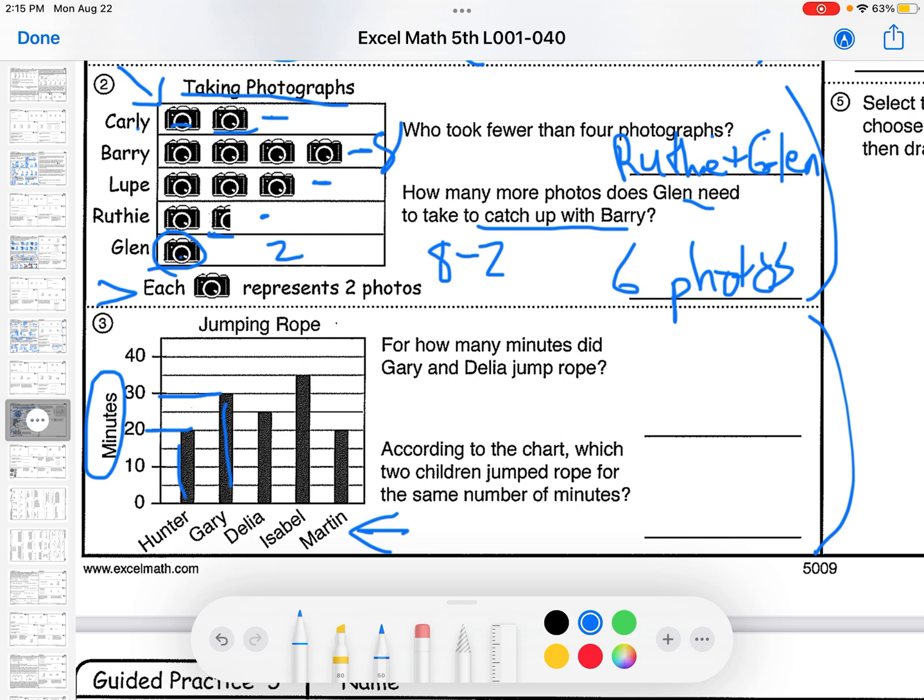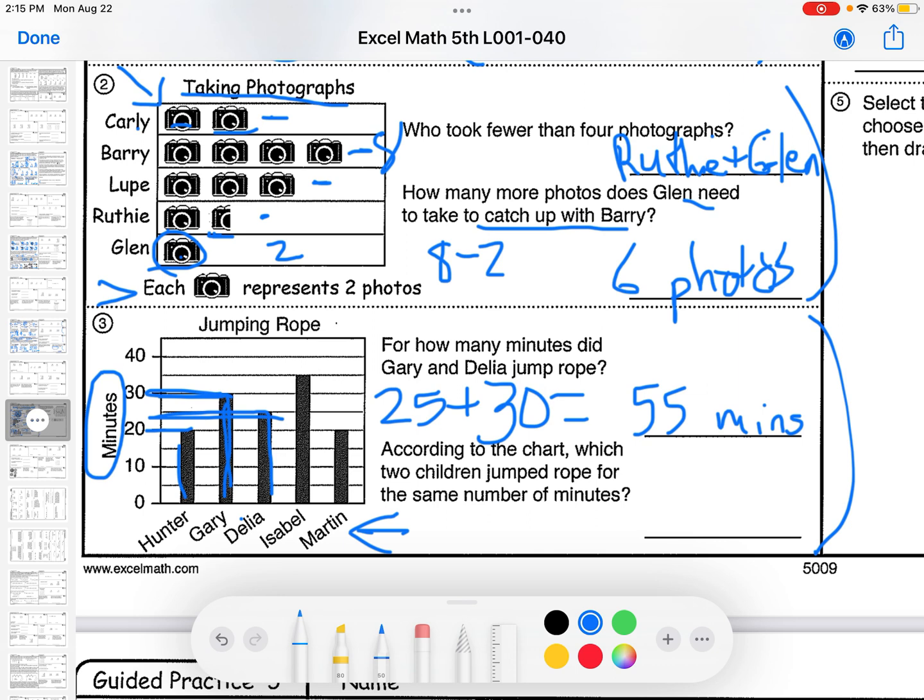All right, so it says, for how many minutes did Gary and Delia jump rope? Gary did 30 minutes, as we can see here. Delia did halfway between 20 and 30. What number comes right between 20 and 30? That would be the number 25. So when we figure out what they both did, we have to add them together. Some kids like to write 25 minutes and 30 minutes down for their answer. You actually have to add them together. And that, of course, is 55 minutes. You can abbreviate minutes with MINS.